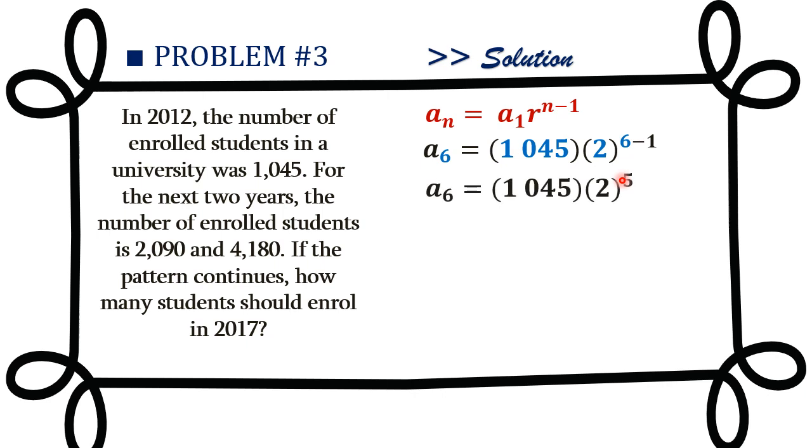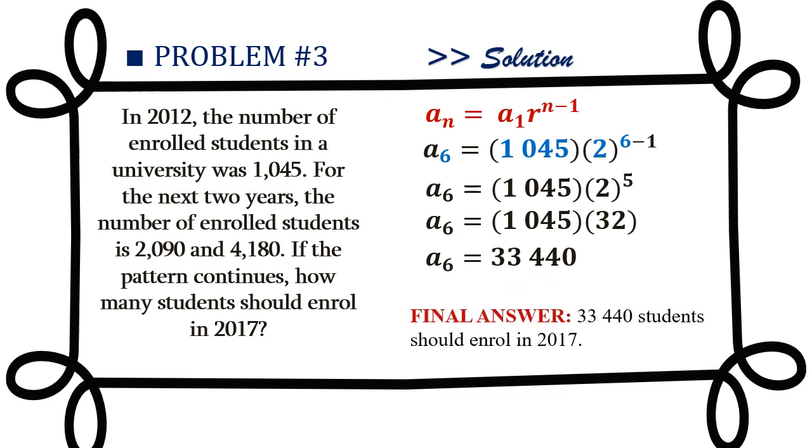Of course, let's focus first on our exponents here. 6 minus 1, we have 5. And what is 2 raised to 5? It's 32. And lastly, let's multiply with 1045, and we got 33,440. Let's write our final answer in sentence form. Therefore, 33,440 students should enroll in 2017 based on the pattern stated.